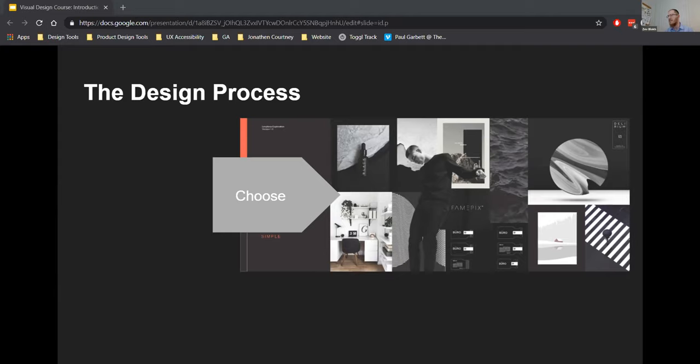A stylescape is a lot less about a specific design element. You're not trying to show the client, oh, I will make this for you. You're trying to capture the vibe and the mood for the client. And what's important is that with a stylescape, you're not looking for design references specifically.